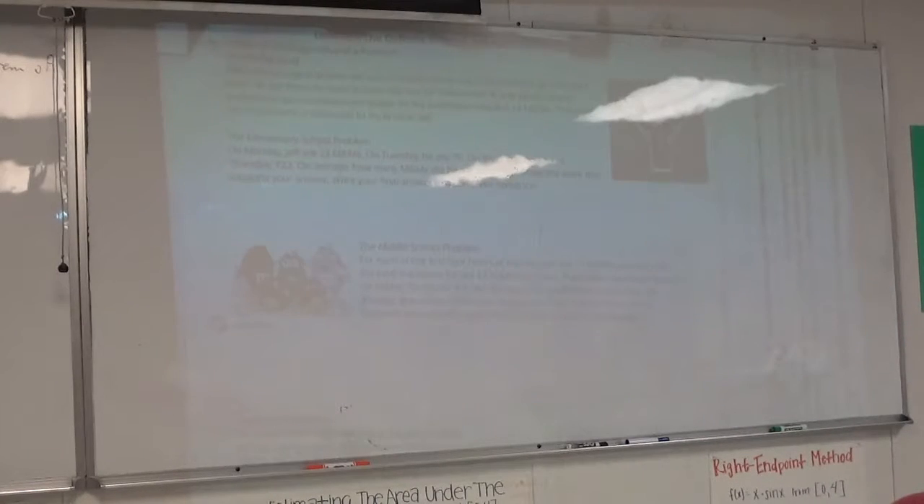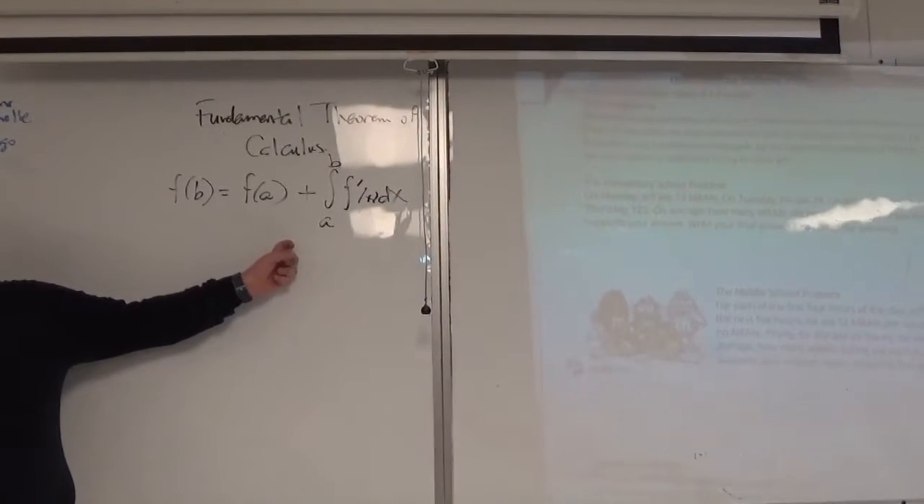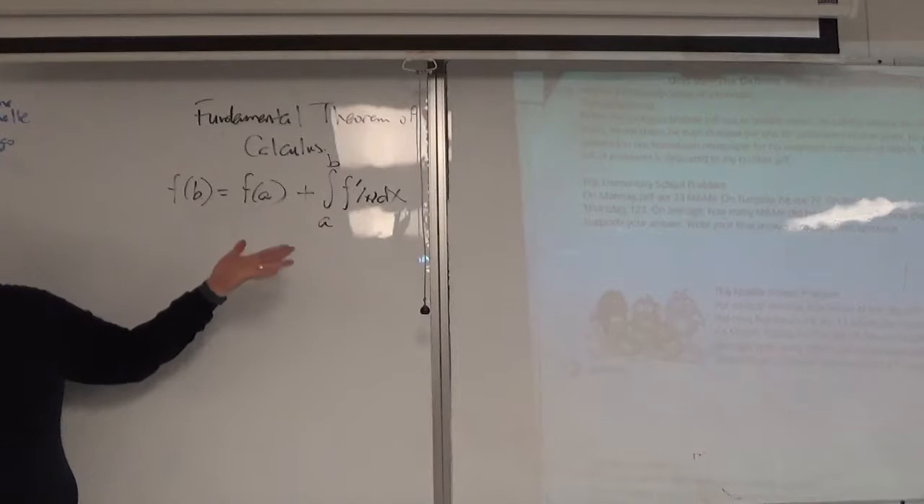I know the equation. F of B equals F of A plus the definite integral of F prime of X with respect to X from A to B. Yeah, I gave it away there, didn't I? No, I just didn't know how to say it. Okay, for all the folks that were here, fundamental theorem of calculus, we're okay?